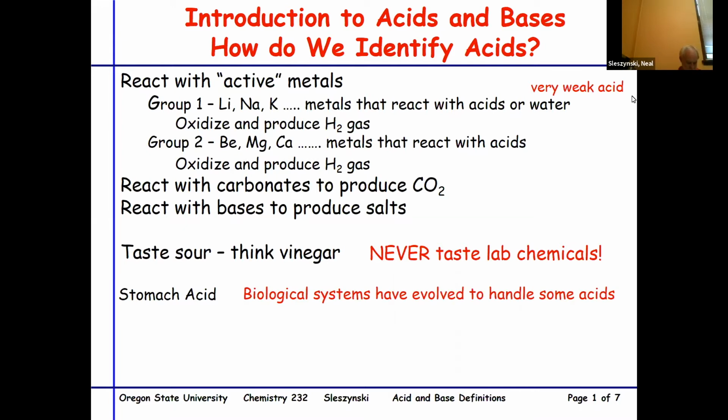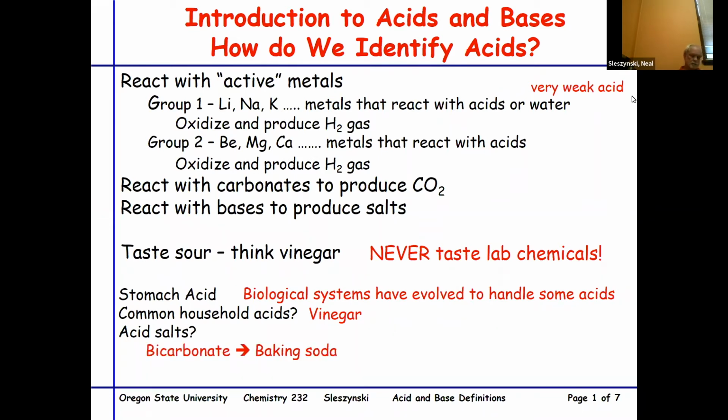Biological systems have evolved ways to handle these acids with linings in the stomach, as a for instance, that resist reactions with acids. Again, the common household acid, the one we always think about first, is vinegar, whose real name is acetic acid. Also in the kitchen, we'll find the salts of acid-base reactions, things like bicarbonate, which we see in baking soda, or even a material called baking powder, which is actually a mixture of a solid acid and a solid base, and they do not start reacting until we add water.